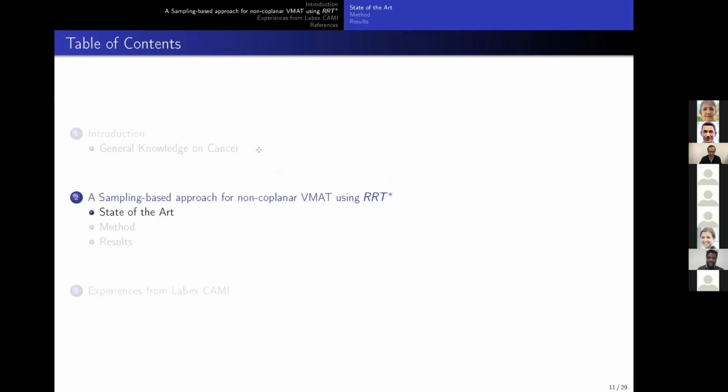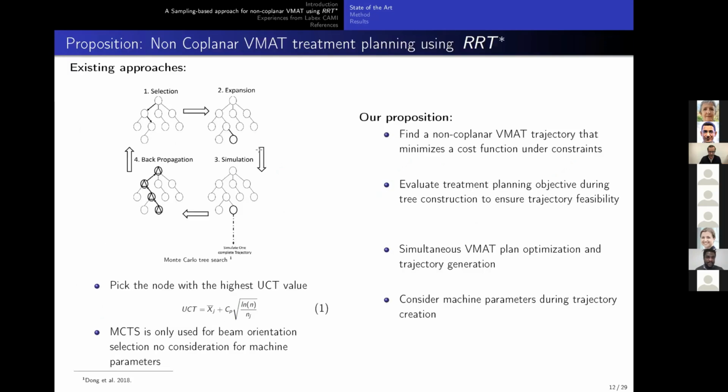So the state of the art for sampling approaches is not very large. In fact, we found one approach which is called MCTS by Dong. So he's trying to create a set of nodes that we use for the treatment using a Monte Carlo tree search. But the problem is that he doesn't consider the machine constraints, and he's only using the angular properties of the workspace to select the beams. He doesn't really consider the dosimetric properties of the beams itself.